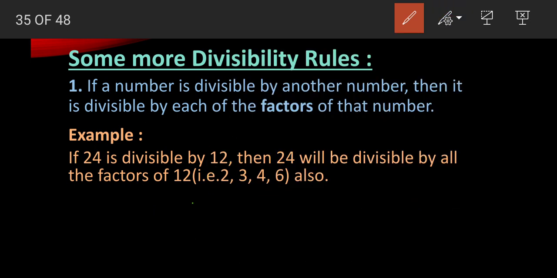Now come to the next one, 4. 24 is divisible by 4 as 4 sixes are 24, as it is a multiple of 4. Next, 6 is also a divisor, that is 6 fours are 24. Here you can see that if a number is divisible by another number, then it is divisible by all its factors also.